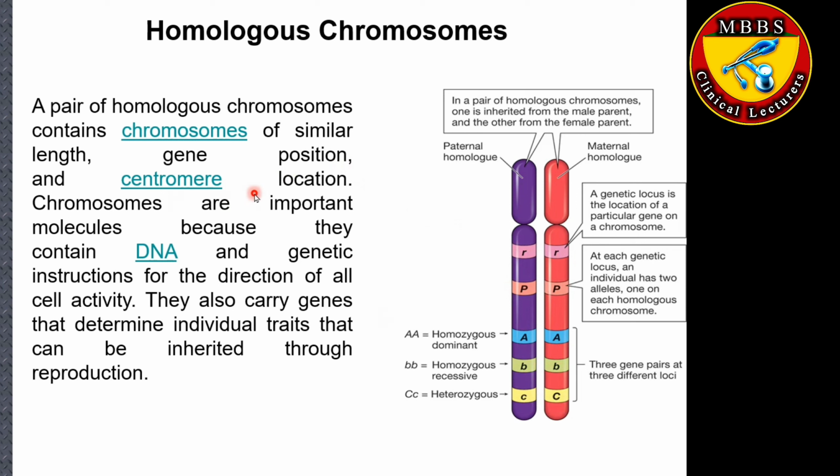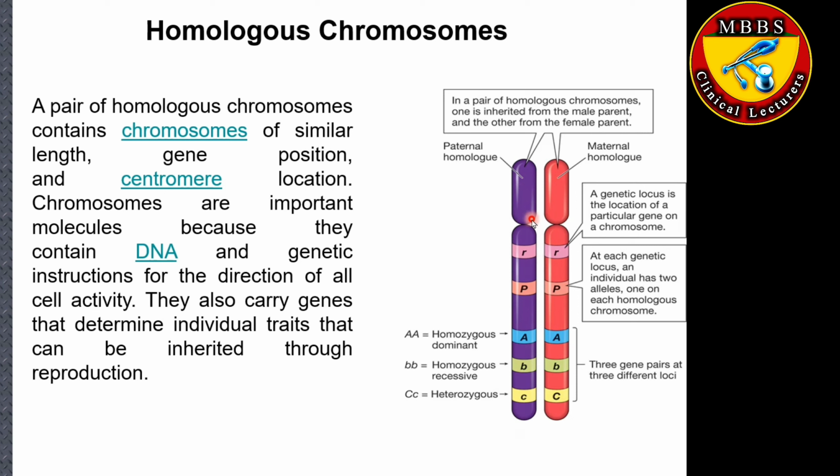And number three, the centromere location. What is a centromere? This point is termed as the centromere. This is the small arm and the long arm of the chromosome. So this is a centromere which is separating the small arm and the long arm of the chromosome.